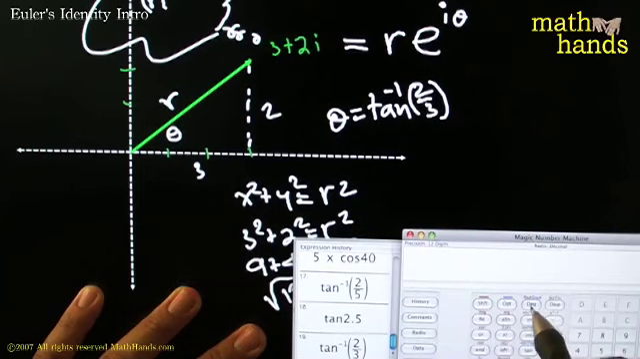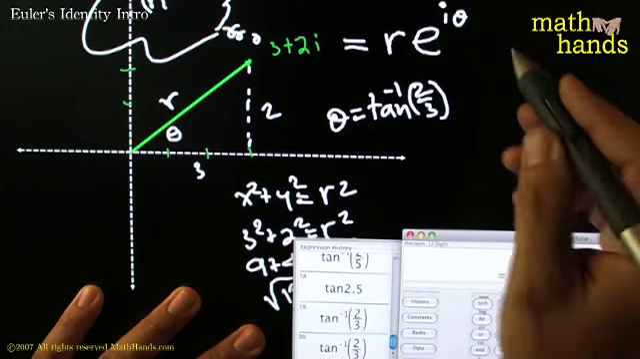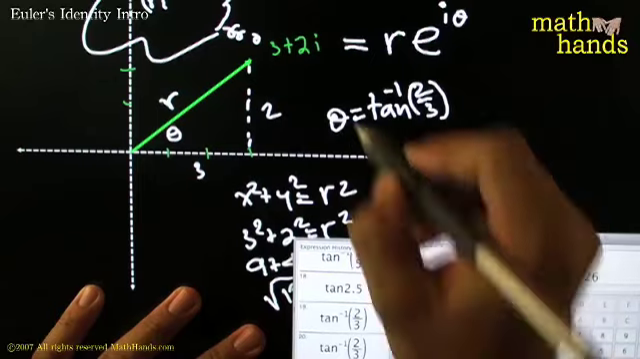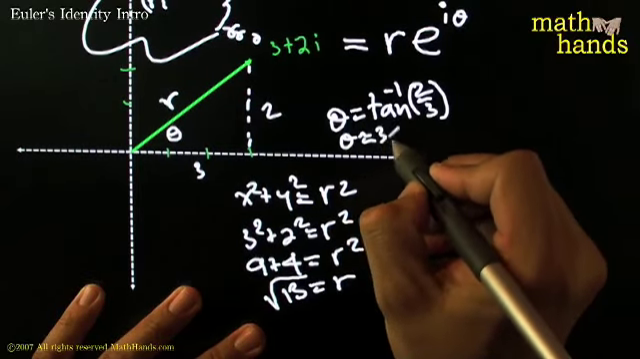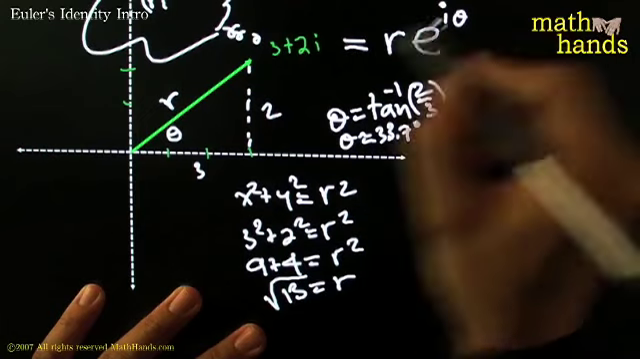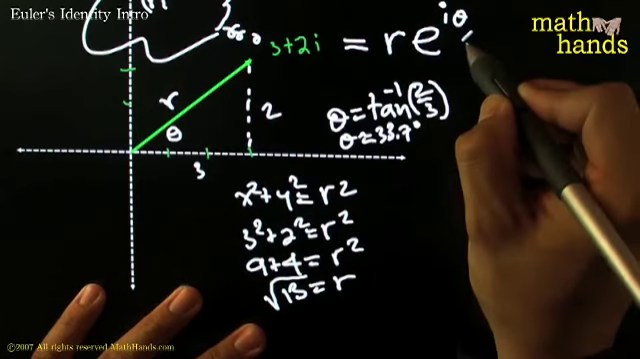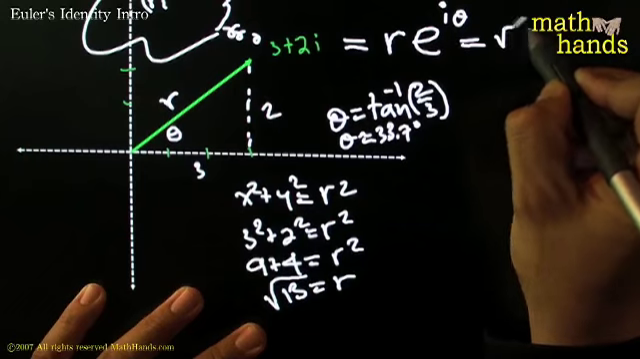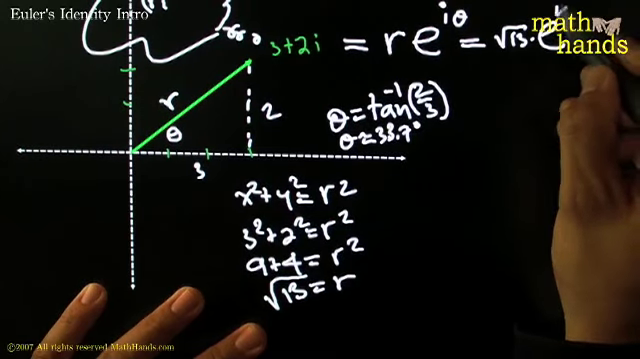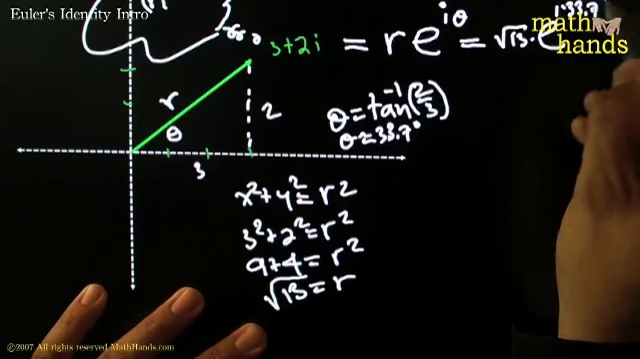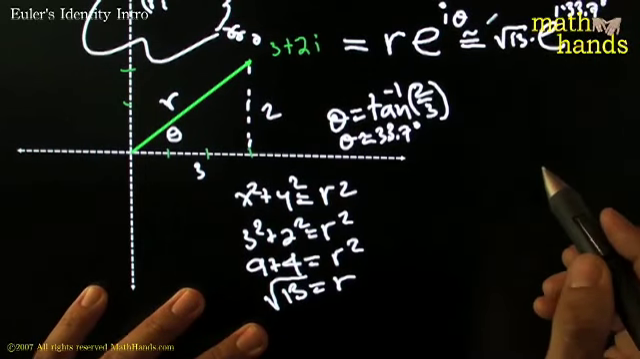So we shift, and then we do it again, tan inverse of 2 over 3, and that's equal to 33.7. Again, there are infinitely many thetas that work, but 33.7 degrees would also work. So 3 plus 2i is the same thing as square root of 13 times e to the i times 33.7 degrees, approximately. See how nice that is?